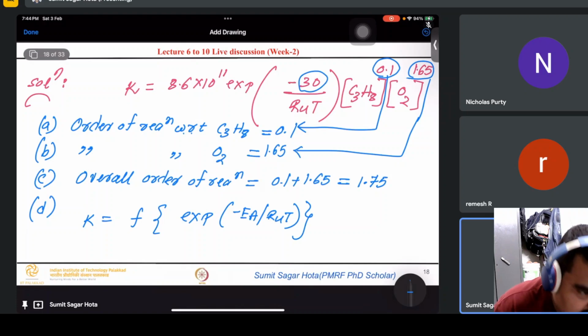If it is not in the Ea by RT form, then Ea will be somewhere present, but you can't see it. But the capital T will be there. Function of A you can see, but temperature is there. Whatever other term, Ea by R, because R is per kilometer.